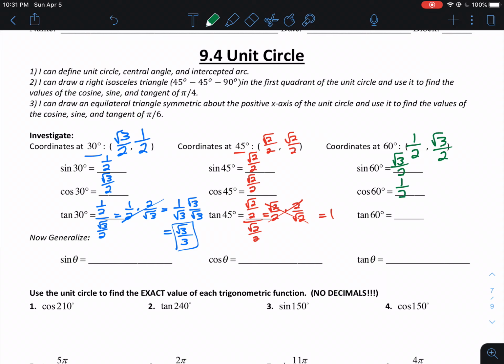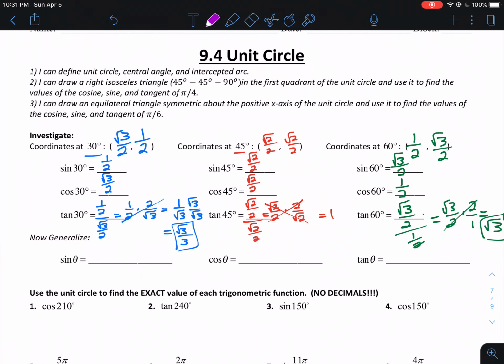And for tangent of 60 degrees, you should have taken square root of 3 over 2 divided by 1 over 2, which becomes square root of 3 over 2 multiplied by 2 over 1. Again, the 2's cancel, but this time it actually works out kind of nicely. No need to rationalize. Your answer is just square root of 3.